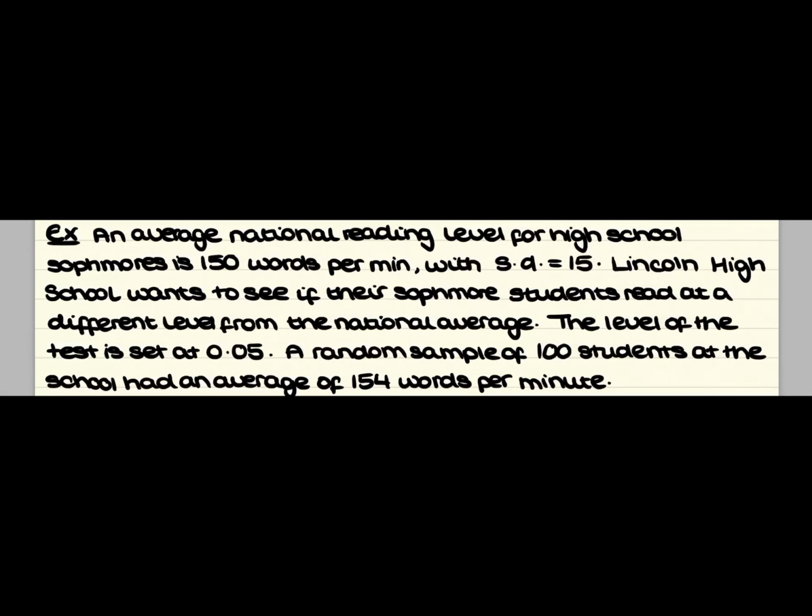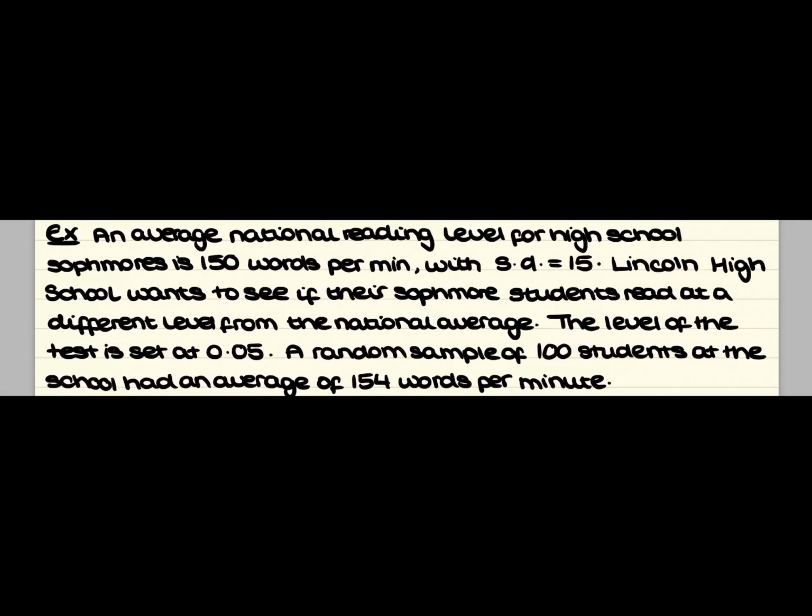So let's go back to our original example. It said that the average national reading level for high school sophomores is 150 words per minute with a standard deviation of 15. So I know that for my whole population, the population mean is 150 words per minute and the population standard deviation is 15.